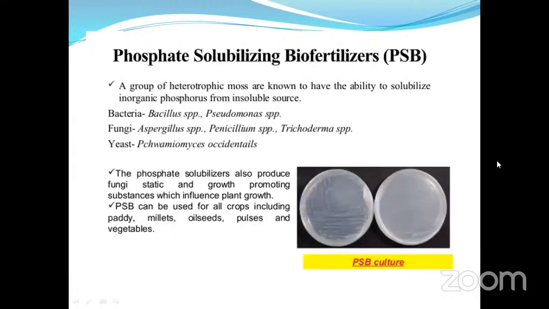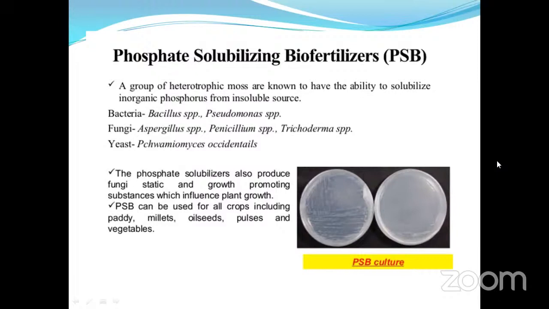So next we come to phosphate solubilizing biofertilizers or PSB. Overall in India, this is the most popular biofertilizer being used because Rhizobium is specific to legumes, but in case of PSB, that is not specific to any particular group of crops. It can be used for all the crops, our cereals, millets, all oilseeds, pulses, and vegetables, everything.